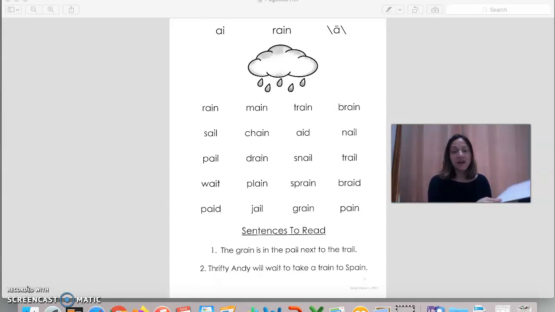On the screen, you have lots of words with the vowel team A-I in two sentences. Now I want you to go back, write the words on a piece of paper, code them, read the sentences, and then take a picture and upload it on Class Dojo. Remember, boys and girls, when you're coding vowel teams, we underline the vowel and we write V, V.